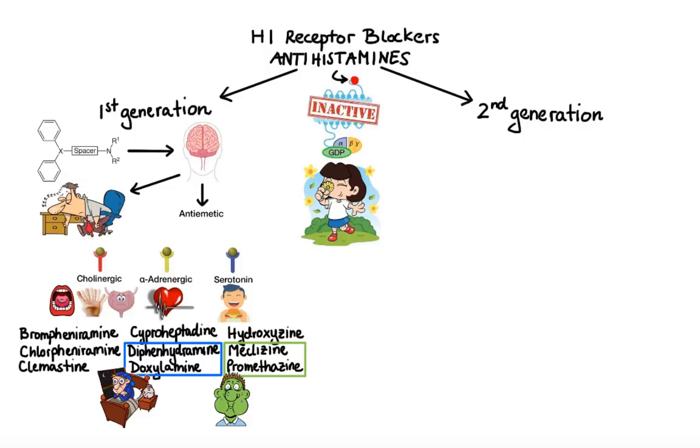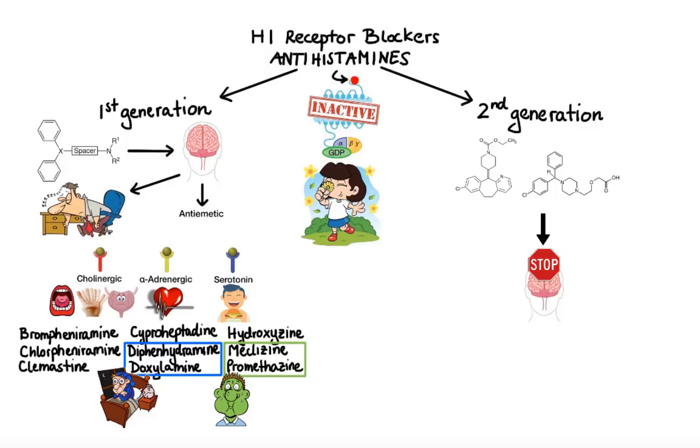Now, let's move on to the second-generation H1 antihistamines. Unlike the first generation, second-generation agents have a bulkier and less lipophilic structure. Therefore, they do not cross the blood-brain barrier as readily. Furthermore, they are much more selective for the peripheral H1 receptors involved in allergies as opposed to the H1 receptors in the central nervous system. As a result, second-generation drugs provide the same allergy symptom relief but with fewer side effects such as sedation.